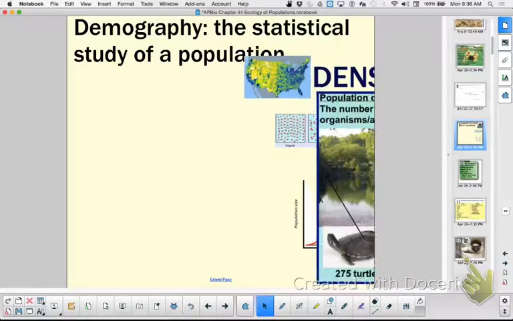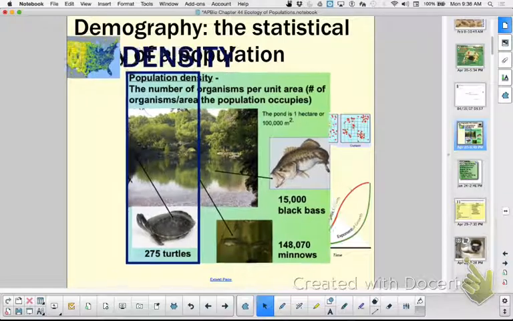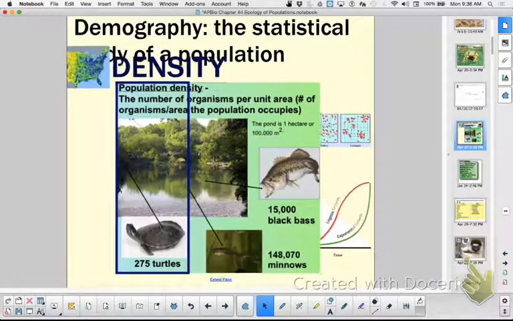All right, so the first thing, oh, and this did not fix. Interesting. This was fixed. I did that. So let's look at density, population density, number of organisms per unit area. So if we look at this habitat of a pond, you can see this would be normal numbers, let's say for black bass, 15,000 per hectare, and then 148,000 minnows, but 275 turtles. So you're looking at the number of individuals per that area. That's going to come up later when you start to do your population ecology questions, it's going to talk about density.